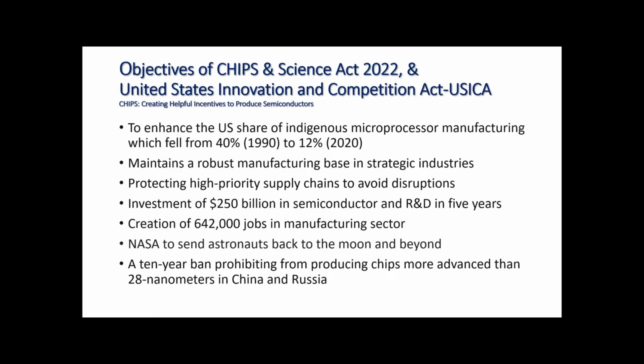This act is a more than 1,000 pages act, a very comprehensive act, and its focus is on science and technology, and particular focus is on indigenous microprocessor manufacturing, because indigenous microprocessor manufacturing of US has fallen from 40% to 12% in 2020. Total share of US companies has increased. Total share of US companies is 61%. But today, US manufacturing is 12%, and that is causing concern in USA.